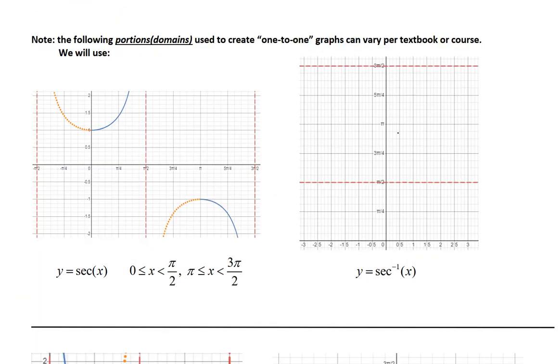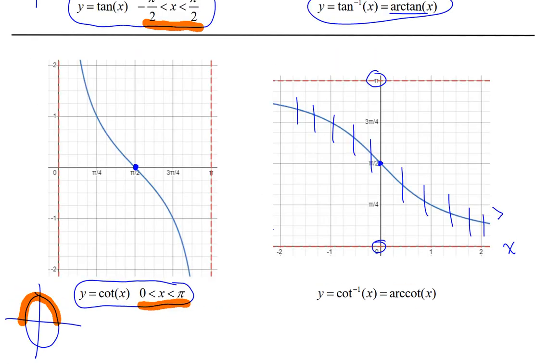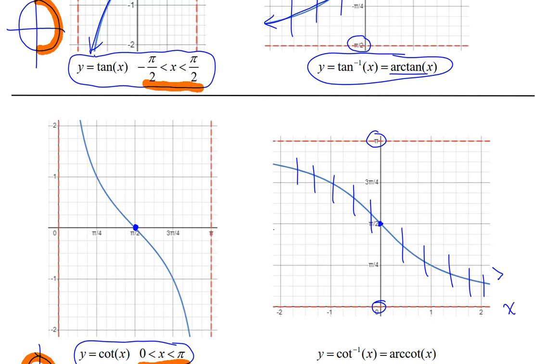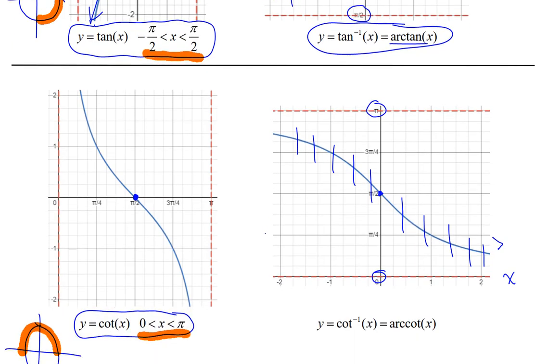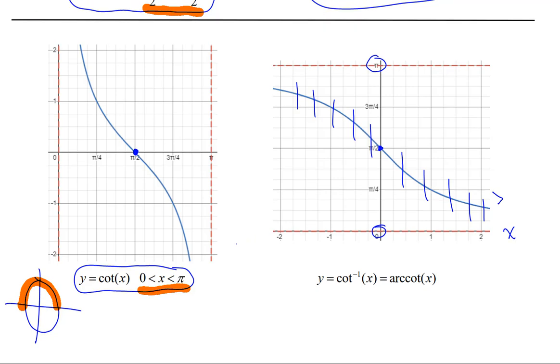Now let's move on to some others in a similar kind of way. Note the following portions or domains used to create one-to-one graphs can vary per textbook or course. Okay, so if you look back at what we just did with tangent and cotangent, you'll recall we cut them and used the portions, like for tangent it's -pi/2 to +pi/2, for cotangent it's 0 to pi, as noted and depicted.